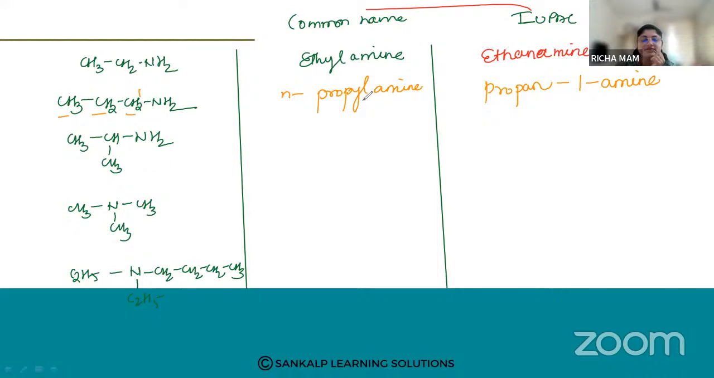Can anybody answer the next one? So when you have a secondary amine, this is one and one more attached to a carbon. So this is a secondary amine. It is called isopropylamine. Can you tell me the IUPAC name, my students?